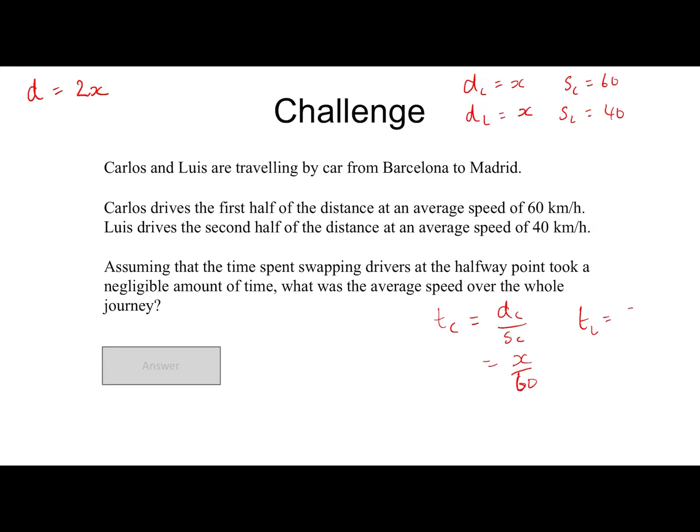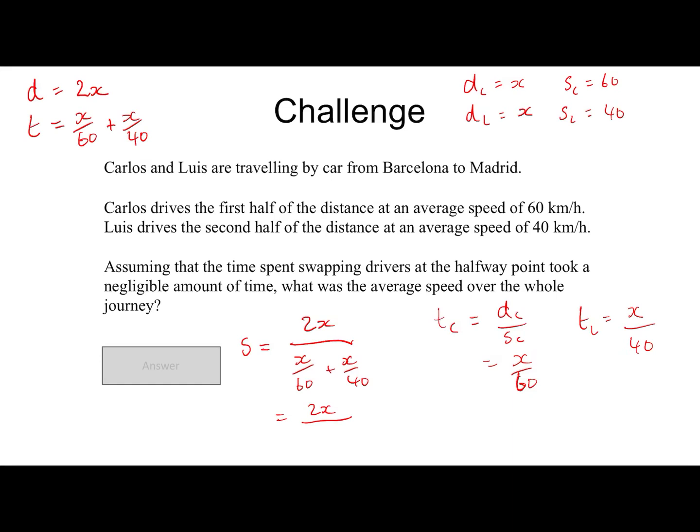And the time for Luis is x again over speed, which was 40. Okay, so the total time taken must be equal to x over 60, that's Carlos's time, plus Luis's time, x over 40. So what was the speed? Well, the speed is distance over time, so it must be 2x over x over 60 plus x over 40.